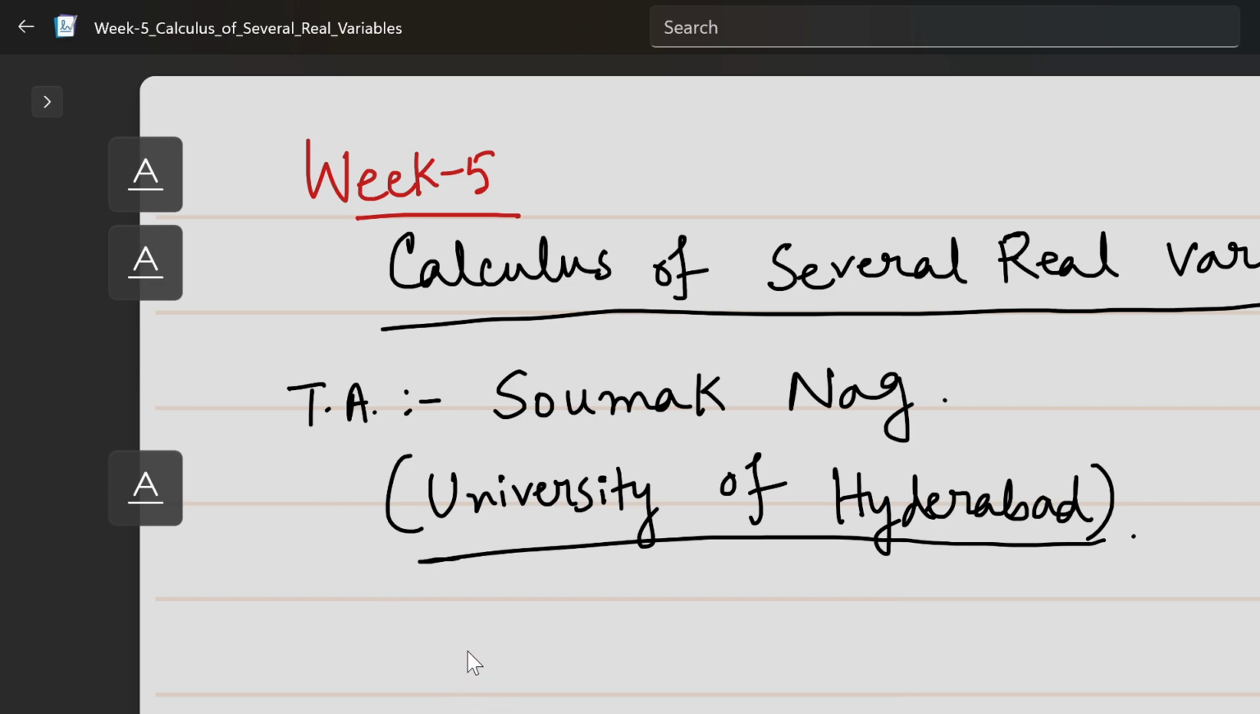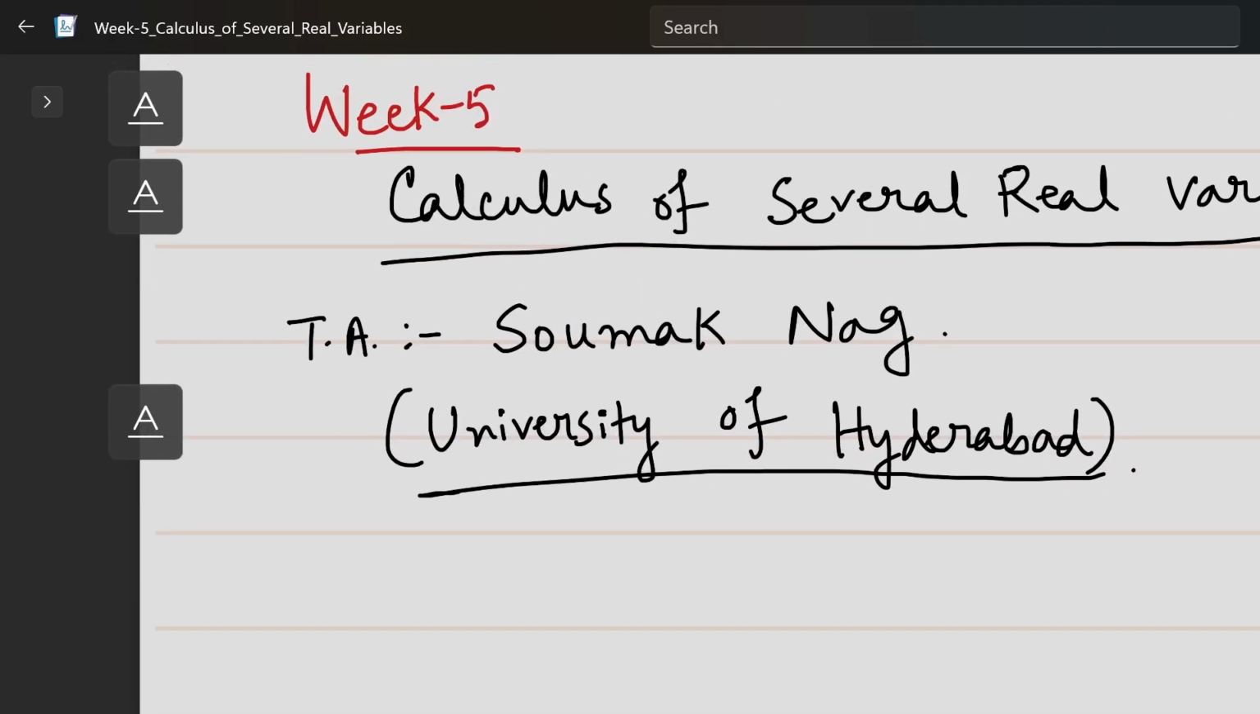So I'm Somak Nag from University of Hyderabad. Today I will do five calculus of several real variables previous year assignments. First I will tell you something about multiple integrals, and then one by one we will solve the questions.